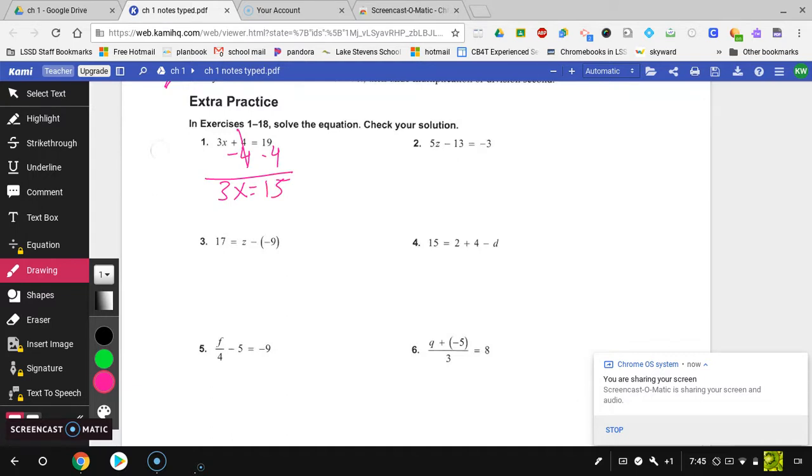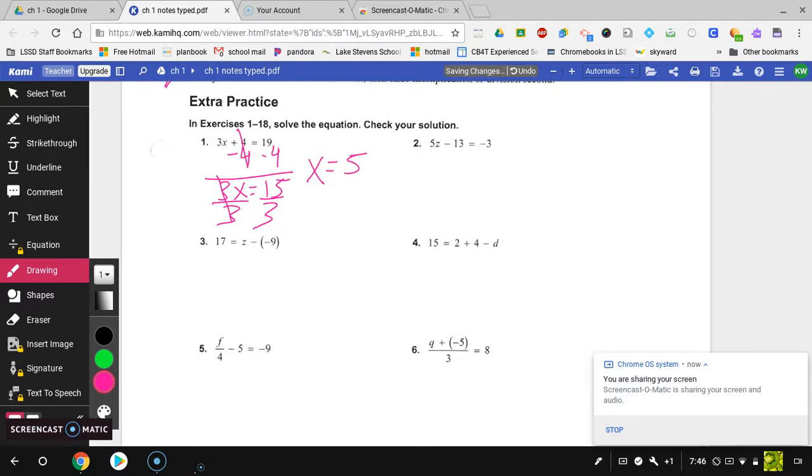From there, then we need to get rid of the 3 next. 3 is attached to x with multiplication. The way we get rid of multiplication is using division. So we use our inverse operation, divide by 3. But remember, if we do it to one side, we have to do it to the other side. So the 3's cancel out on the left-hand side of the equation. We are left with x equals 5.